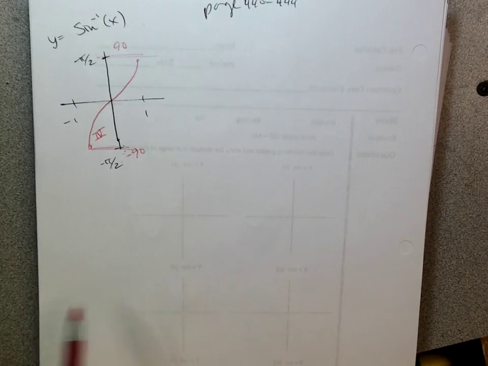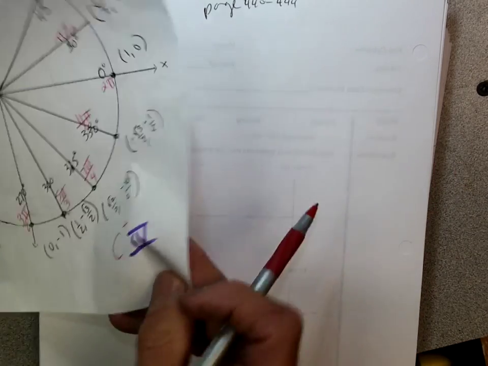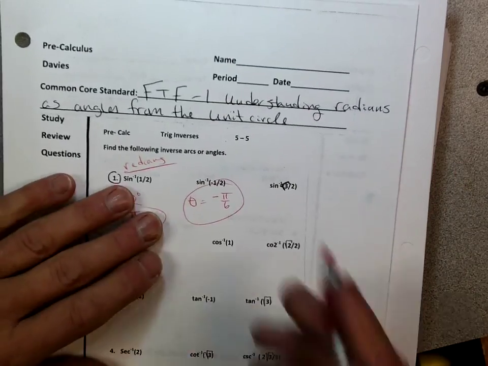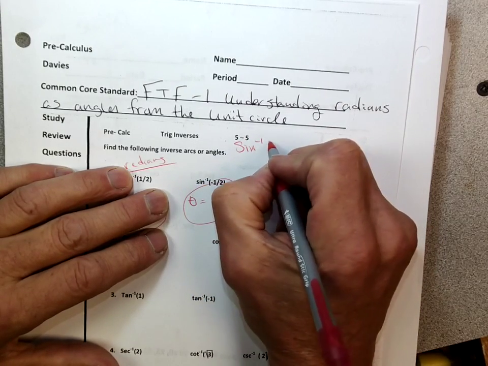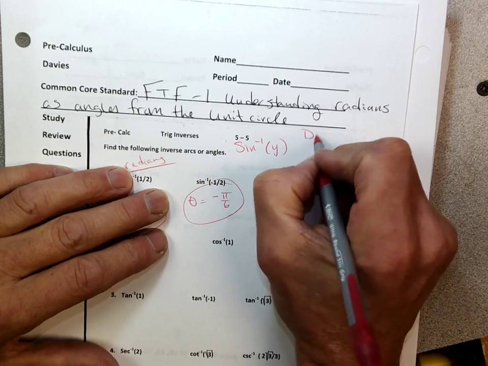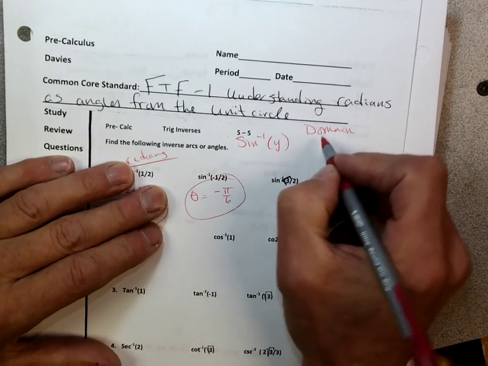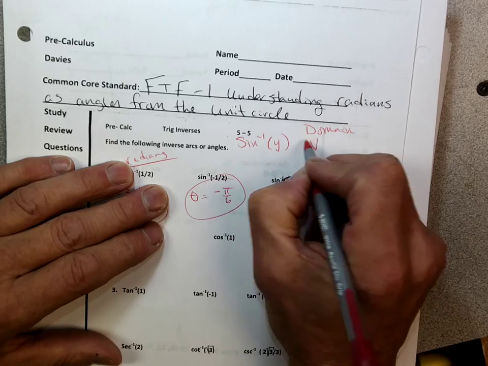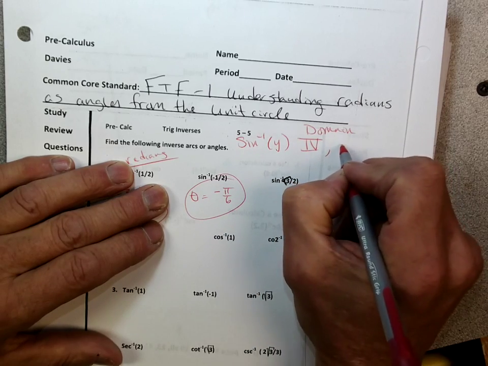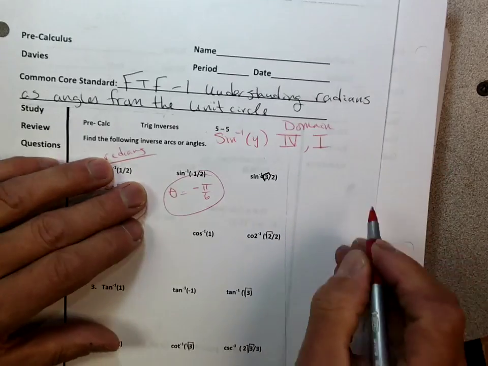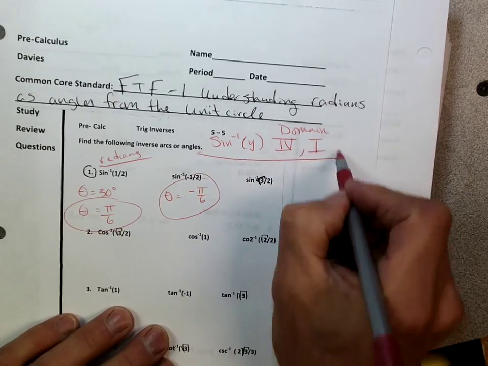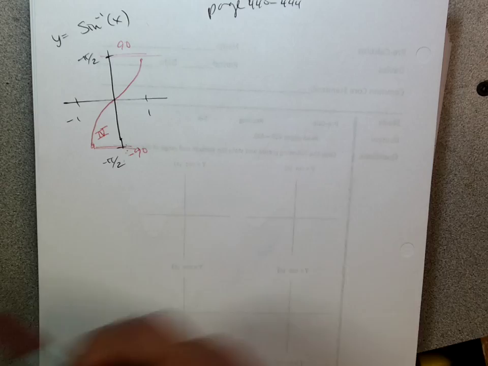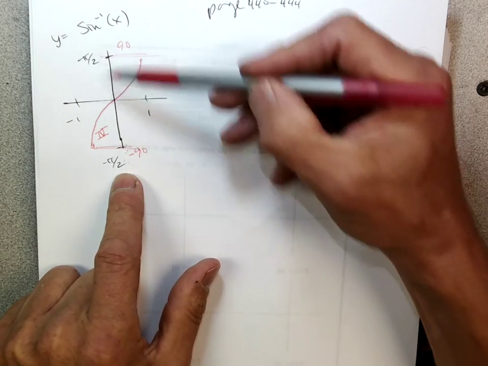Let's put it in our notes here real quickly. I want to put it in here, the domain. So sine inverse of y, because it's y, its domain, and we're going to put down, simply for right now, quadrants 4 and 1, which represents, from our graph, our negative pi halves to our pi halves.